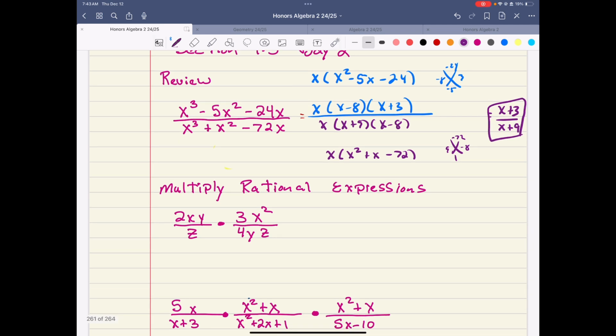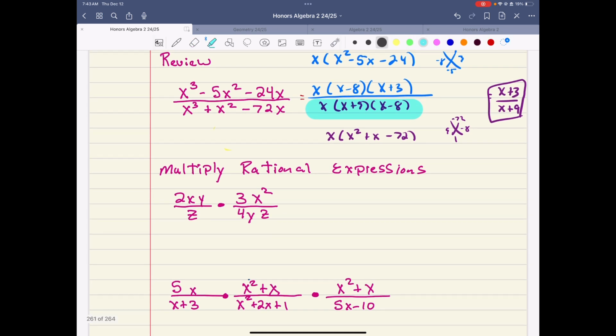Remember the excluded values. We take the excluded values from the original denominator. So when we look at the excluded values here, x cannot be 0, negative 9, or 8. So there's my solutions for the first one. That's just a little bit of review from Friday.